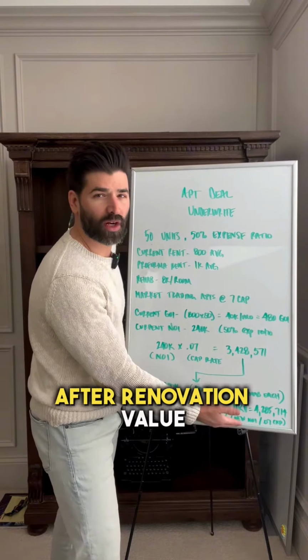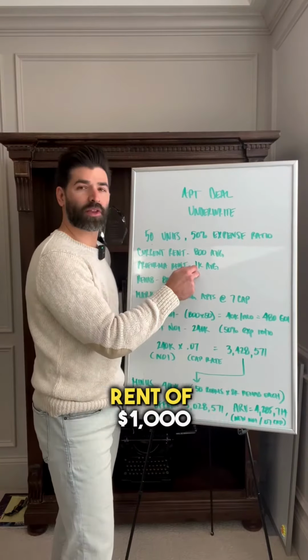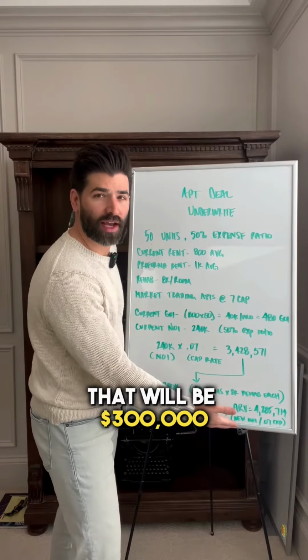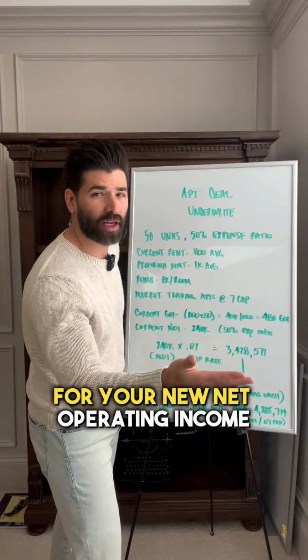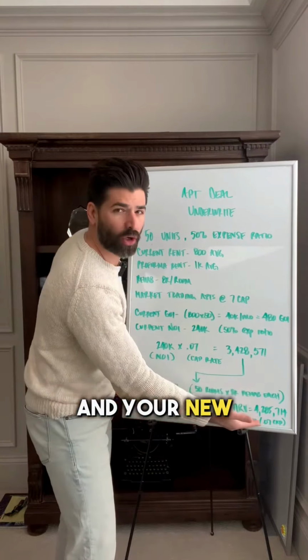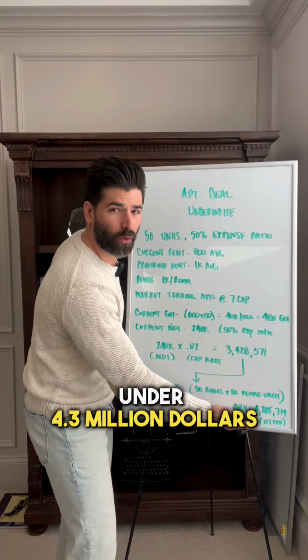If you want to know after renovation value, just take the new monthly rent of $1,000 times the 50 units, spread it across a year, divide it by 2, because remember you have 50% going to expenses. That would be $300,000 for your new net operating income. Divide that by 0.07 for a 7% cap rate, and your new after renovation value is just under $4.3 million.